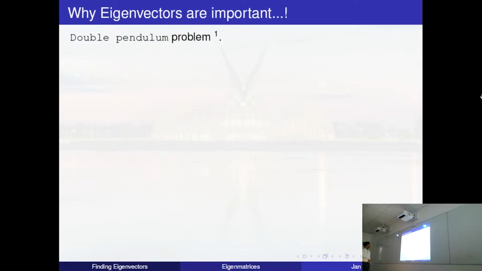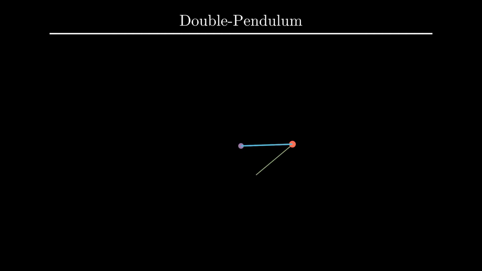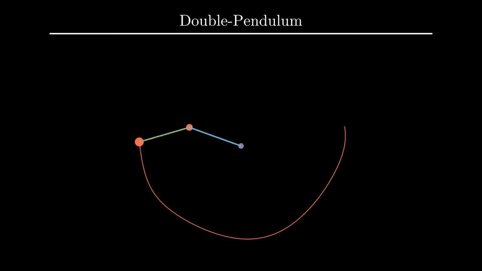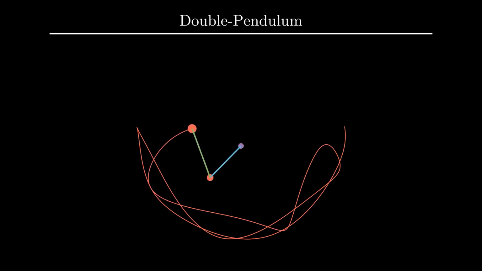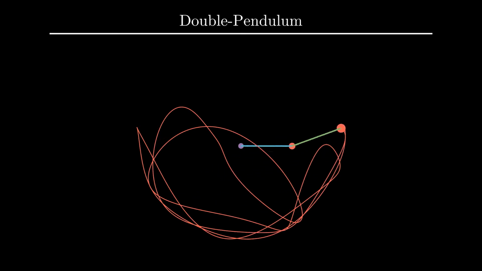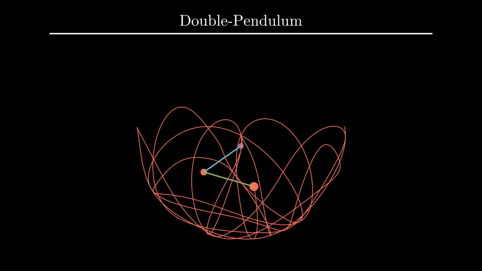So let's see where those eigenvectors are coming from. For example, we have what we call the double pendulum problem. This is something that appears in modeling problems. So what's going to happen in a double pendulum problem? You're going to see there are two bobs with some rod attached to it, and it's going to go in a random-looking motion. Not really random, because this is deterministic, but you can see it's really chaotic motion.